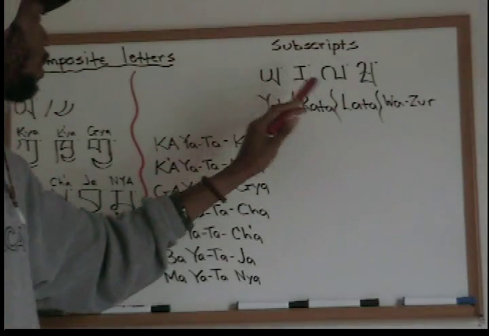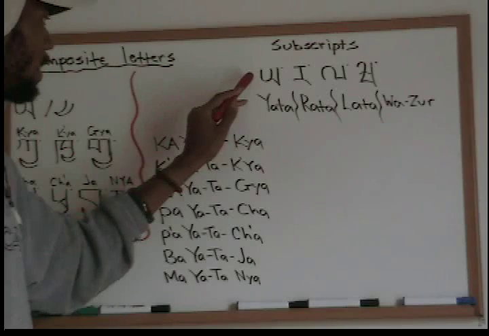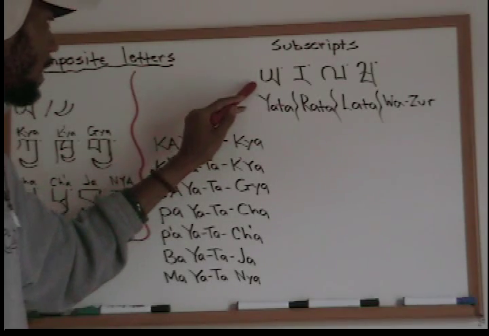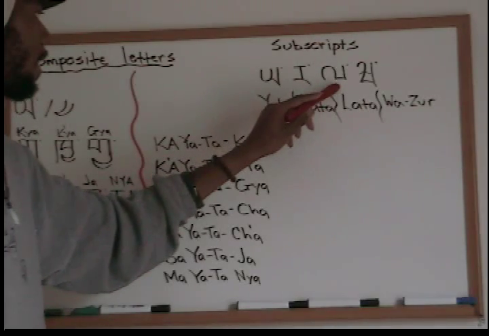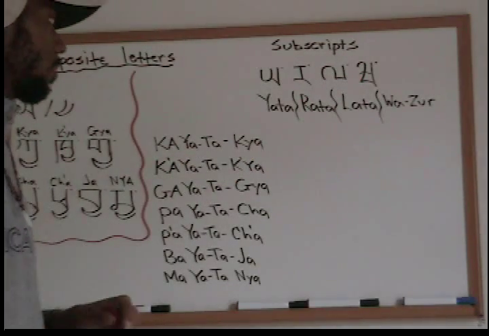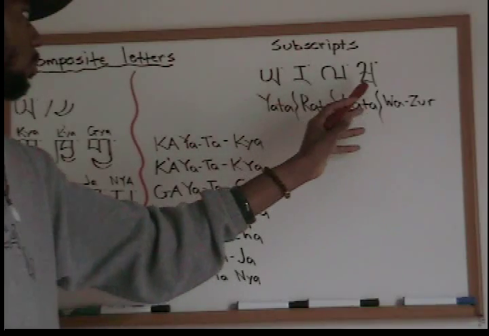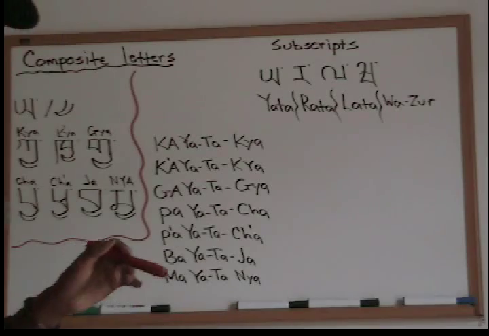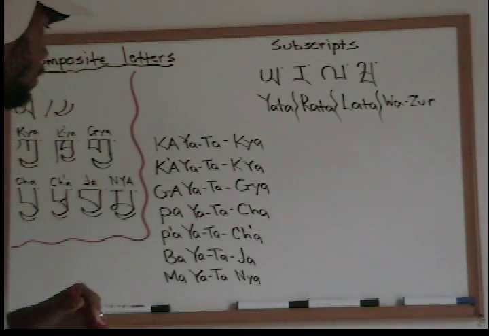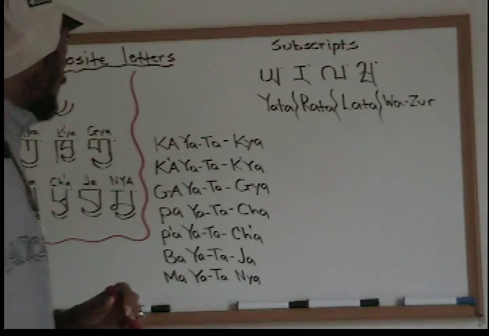They all have names. Ya will be yata. The name of that subscript will be yata. Ra, rata. La, lata, and then wazur. So these are our subscripts. You will find these on the bottom of a consonant, basically. So, how do they look when you combine them?